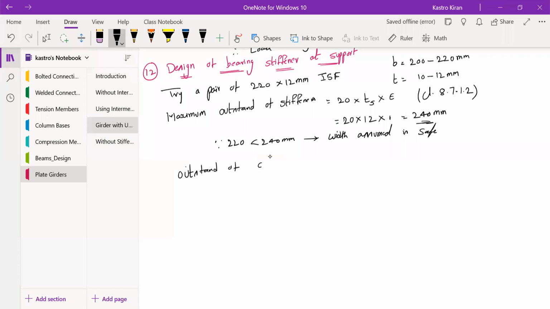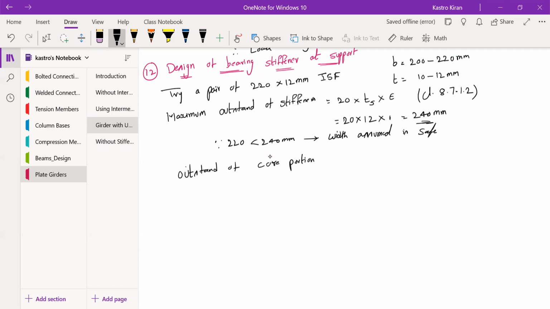Outstand of core portion. What is the outstand of core portion? Suppose the extension of the stiffener is coming beyond the width of the flange, then you have to revise the dimensions of the stiffeners.